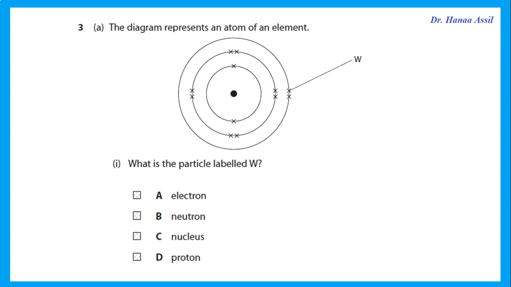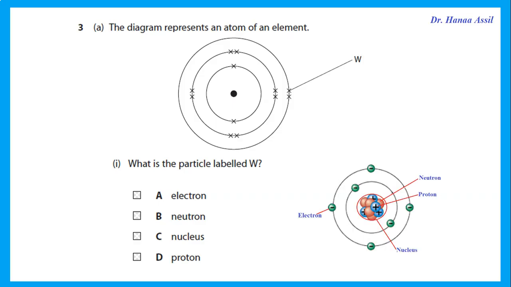Question 3 says the diagram represents an atom of an element. What is the particle labeled W? Of course, W is the particle that revolves around the nucleus in energy level. So you know that in any atom we have a nucleus. That's the central part, and the central part contains protons and neutrons. And anything revolving around the nucleus, that is an electron.